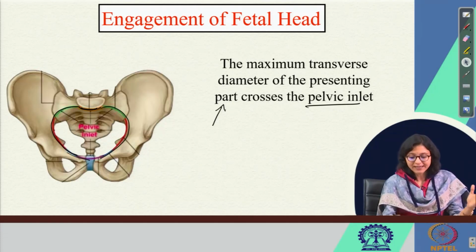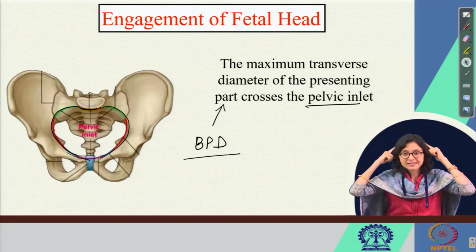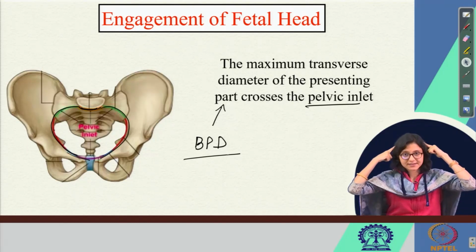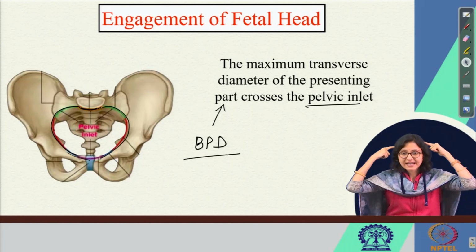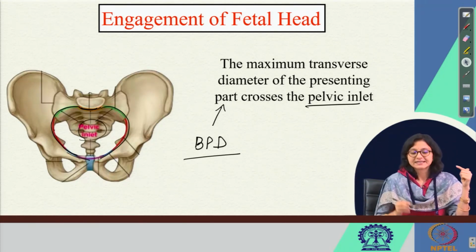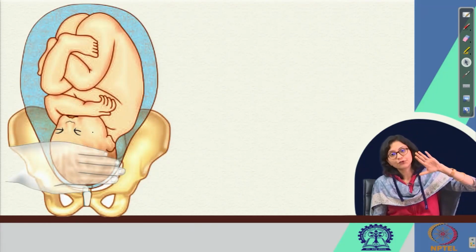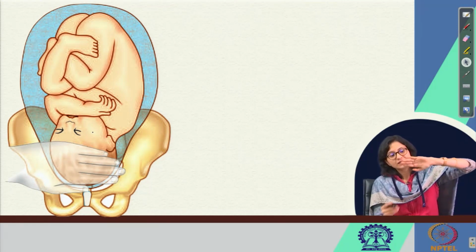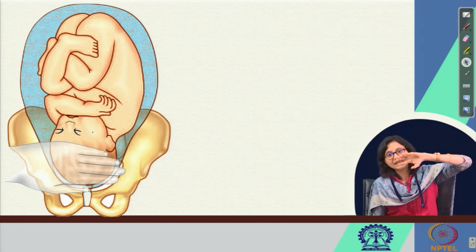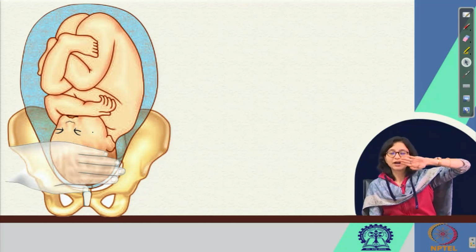So in cephalic presentation, the maximum transverse diameter is the biparietal diameter. So when the biparietal diameter, the distance between these two parietal eminences, of the fetal head crosses the pelvic inlet, engagement is said to have occurred. Now how to assess? That is the rule of 5. This is the size of the fetal head. The fetal head mostly comes within these 5 fingers.